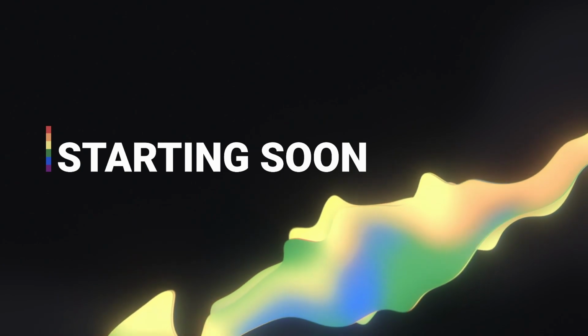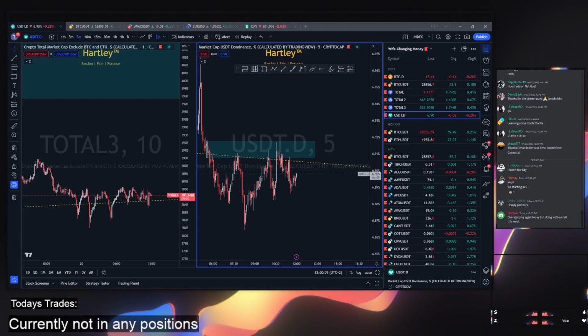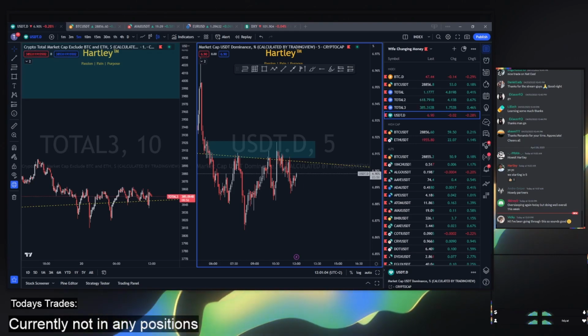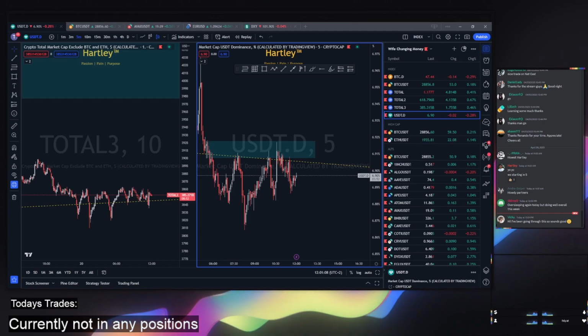But nonetheless, let's get going. Okay. So everyone should be able to see my screen. They should be able to see TradingView with total 3 and USDT dominance with the chat on the right-hand side. At the bottom, you can see that today's trades are 0 and currently not in any positions. So that is that.